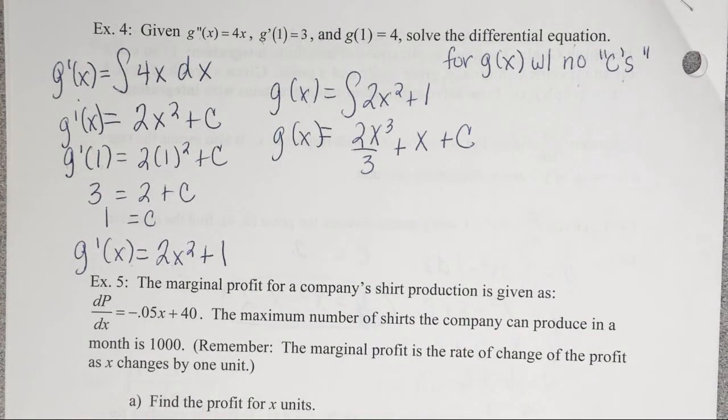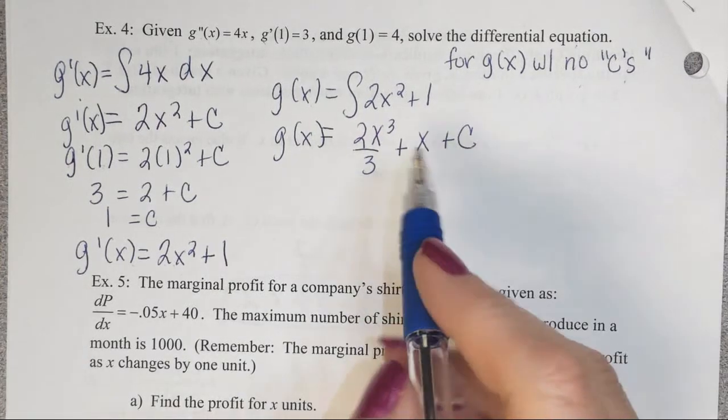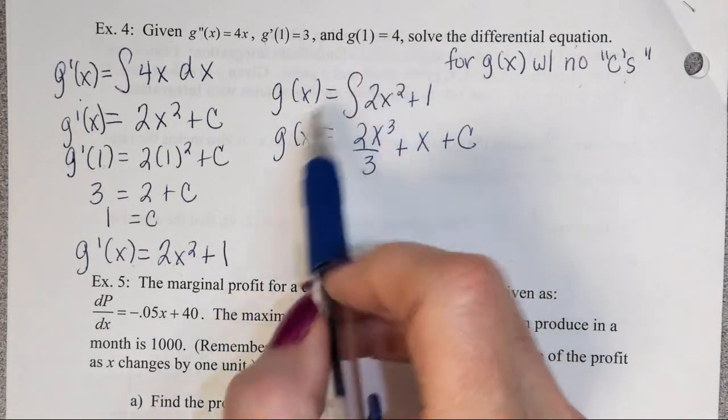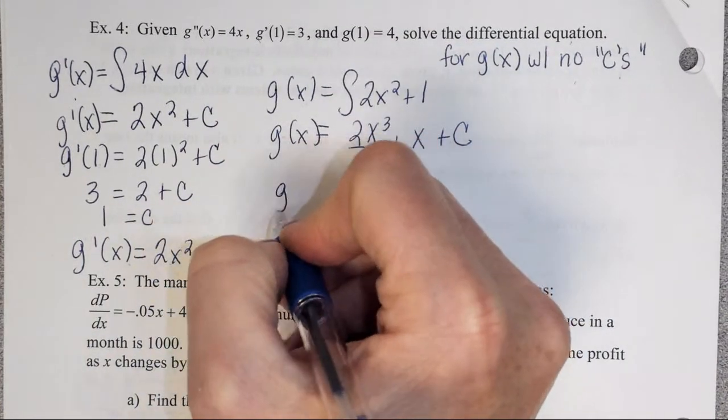But we're not allowed to have any c's. So I'm going to look at what information I'm given. This says when x is 1, g of 1 is 4. So I'm going to plug in 1 for x.